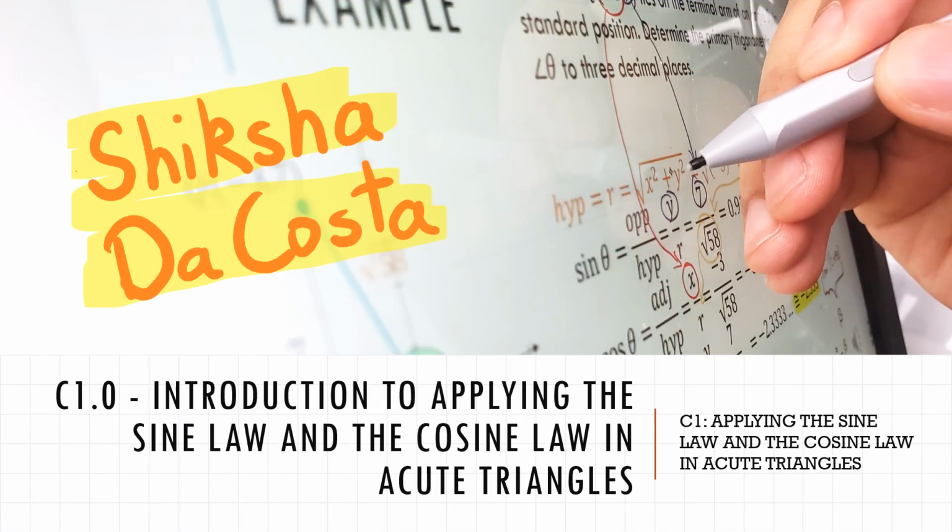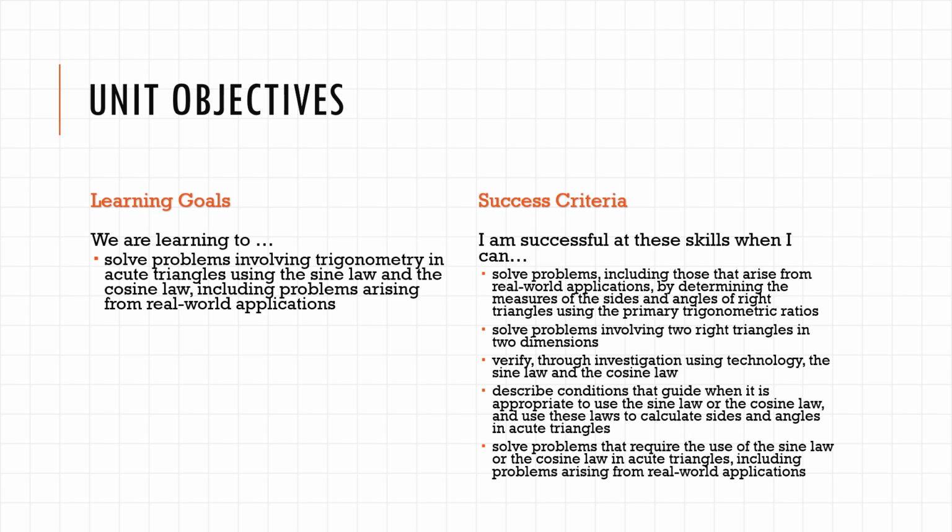Today we're going to introduce you to a new unit. This is applying the sine law and the cosine law in acute triangles. In this unit, we're going to learn how to solve problems that involve a field of math called trigonometry, which is the study of triangles. We're going to do that specifically with only acute triangles, so triangles that have all their angles less than 90 degrees.